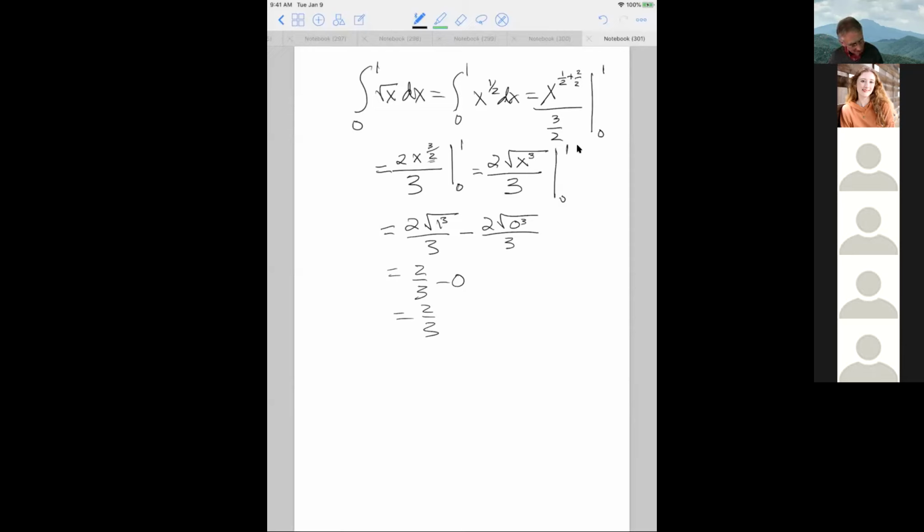Questions on that one at all? Okay, let's do another one. This time, let's use a different variable. I'm going to do it on the same page here. I'm going to do the integral from 1 to 8. Check this one out, please do it with me. The cube root of y, and notice what the variable of concern will be, dy.